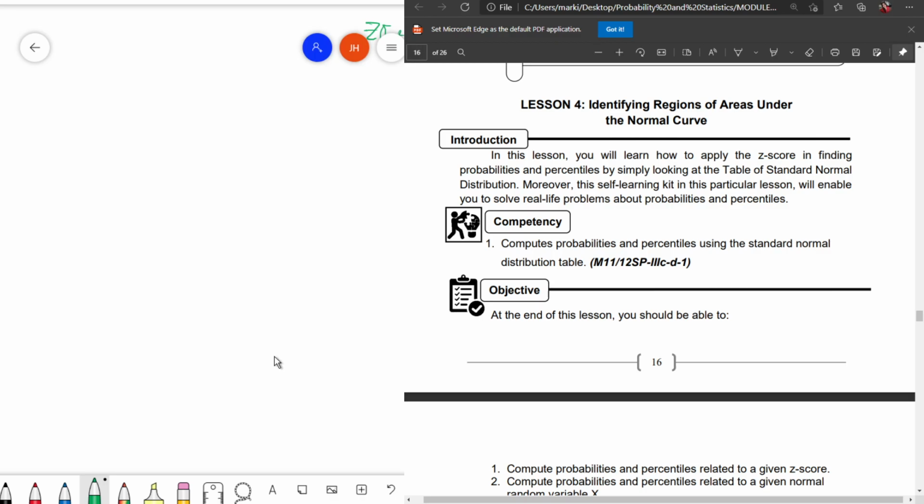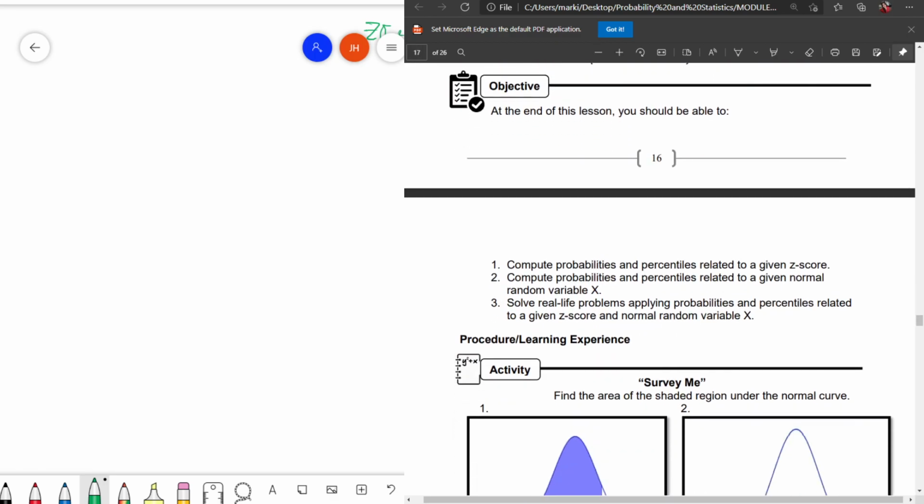So, let's start. We only have one competency for this video: computes probabilities and percentiles using the standard normal distribution table. But you have three expected outcomes. After this video, you should compute probabilities related to a given z-score, which is on our lesson 2, chapter 2. That was our topic for objective number 1. Objective 2 is our previous video, lesson 3: given a normal random variable, you have the normal data, and then you standardize that into z-scores. And 3 is the combination of the two.